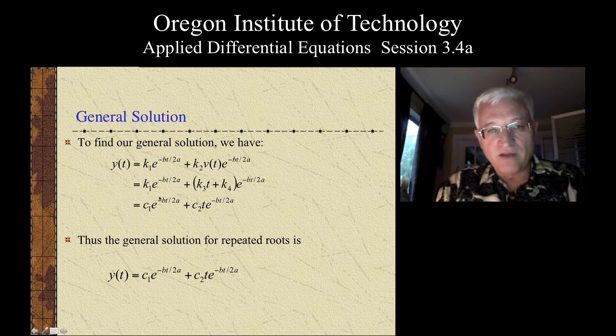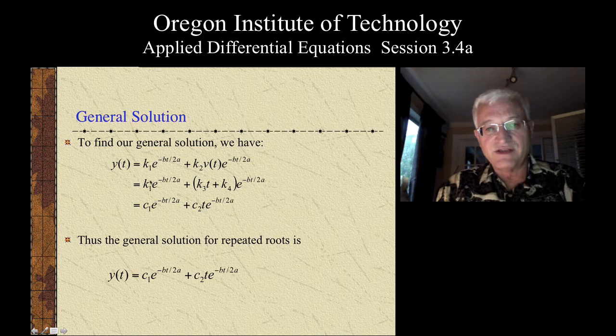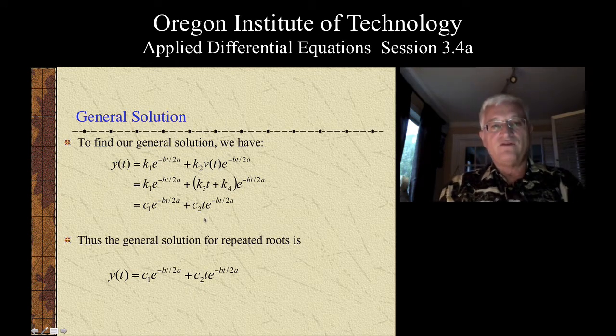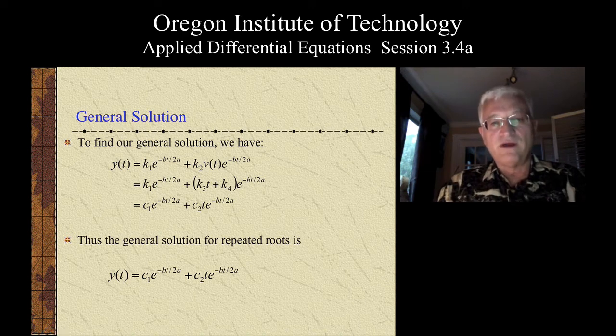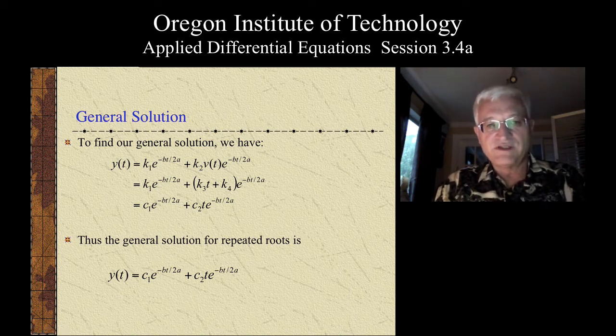y1 is what we got when we solved the quadratic equation. y2 is y1 just multiplied by t. I don't even need an extra constant term because it lines up with y1. So we have a very simple way, even though it looked like it was going to be a disaster, we have a very simple way of finding both y1 and y2. And that then becomes the solution for repeated roots.